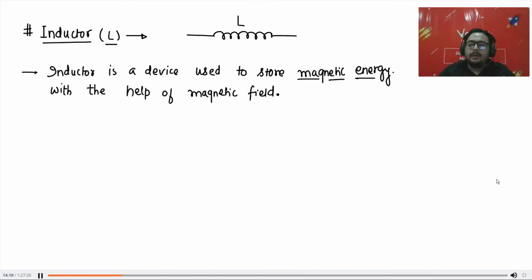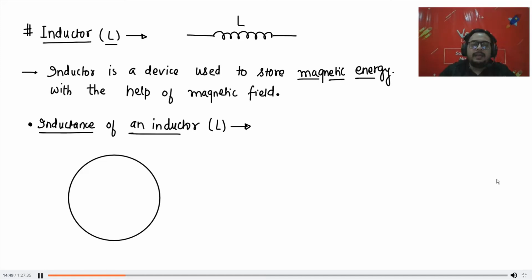Now let us see how we measure the inductance of an inductor. Can you understand what inductance is? Capacitance was the capacity of a capacitor to store charge. Similarly, inductance is the capacity of the inductor to store magnetic energy. So let us study the inductance of an inductor, which is basically L.